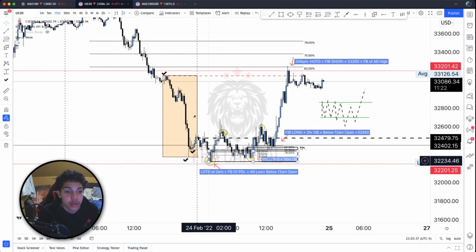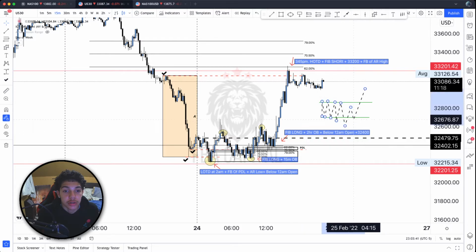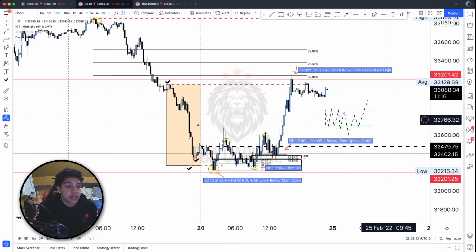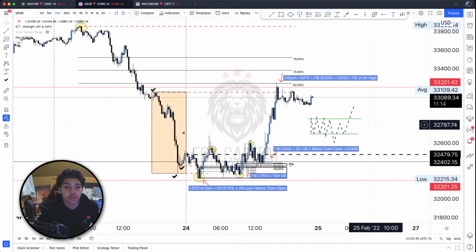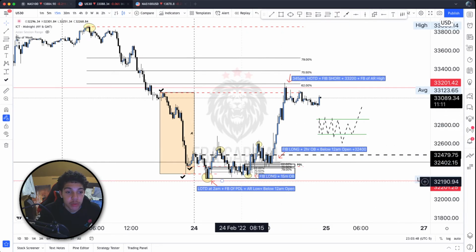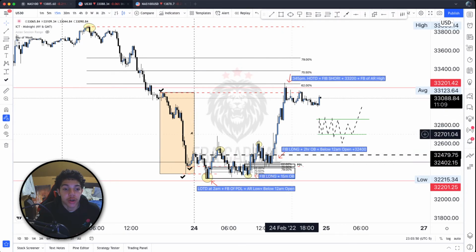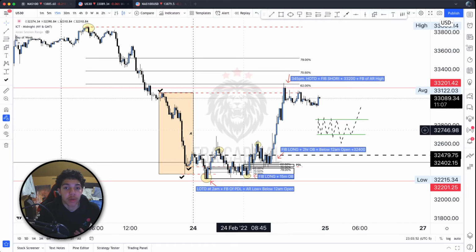We had this false break during London session, making the low of the day, and then from here, price retraced and kept going higher. So this is a clean move right here. Even though it was pretty choppy, nonetheless, the setup itself is still very clean, and this is something you're going to want to replicate in the future.